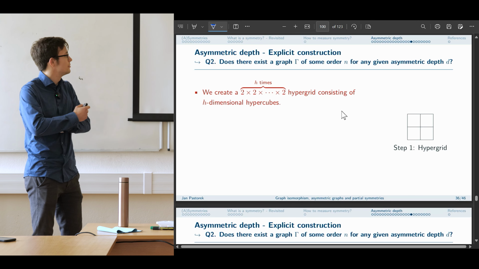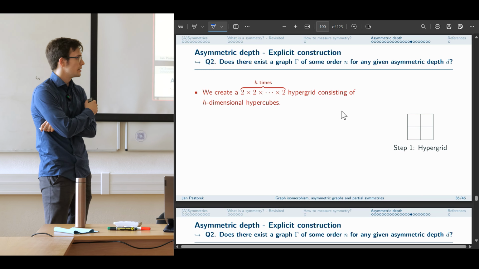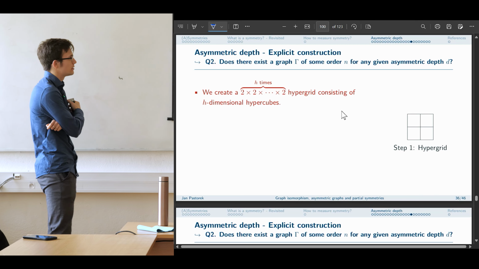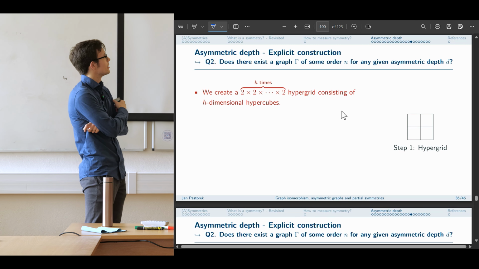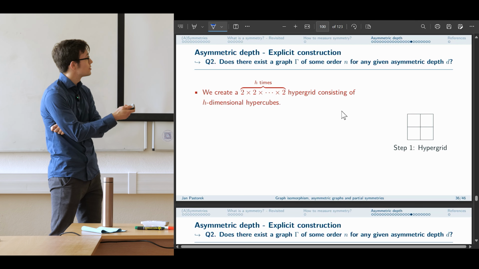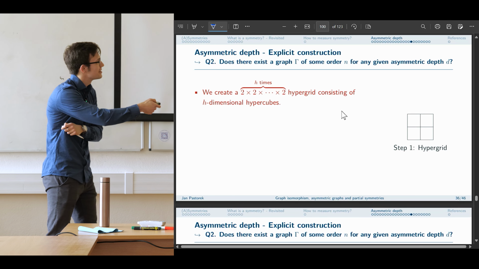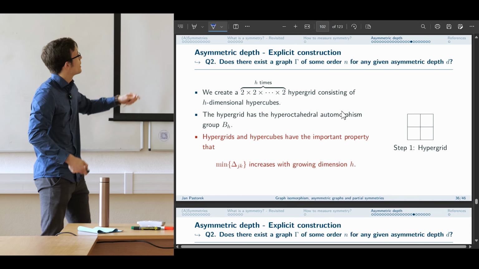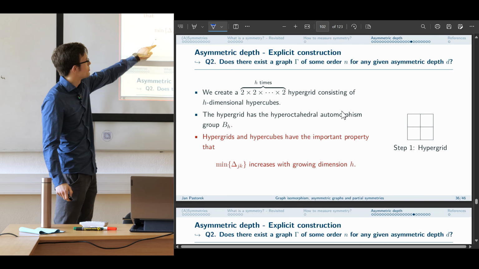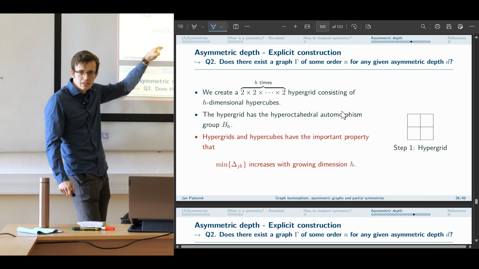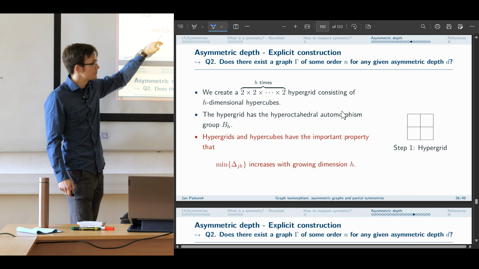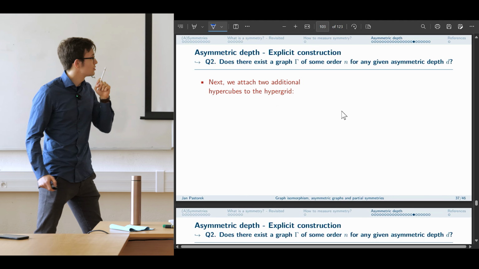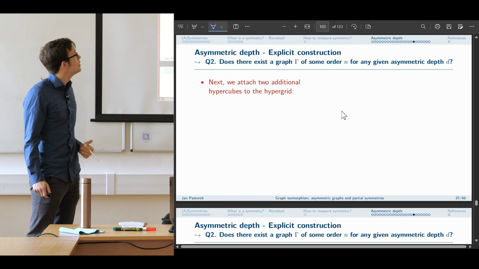And so we found a method how to generate examples. So you take h-dimensional hypergrid consisting of h-dimensional hypercubes. This is for the two-dimensional case. And it has this automorphism group of symmetries. And they have the important property that this minimum of the symmetric difference over all pairs of vertices increases with the growing dimension h.